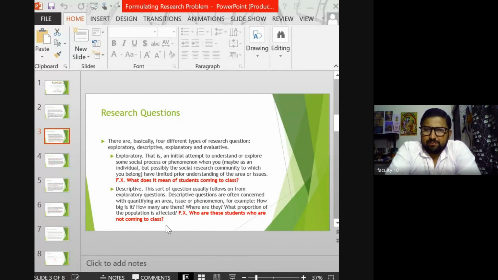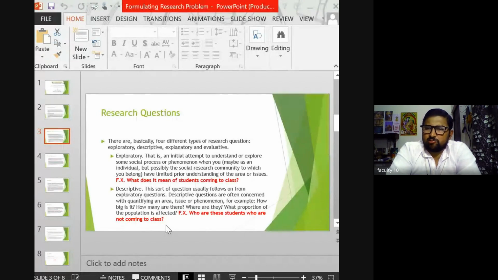So what is a descriptive research question? Now, a descriptive research question is followed by the exploratory research question. Now, what you explore, you need to describe, right? Suppose, what you explore: different students give different understandings as to why they are coming to class. And each and every point needs description. You will ask them, why do you think so? Then they will describe it, right?